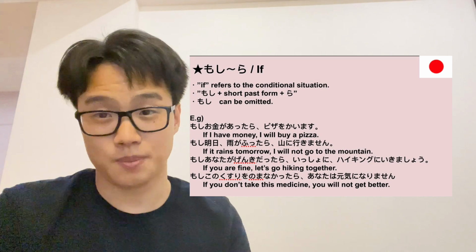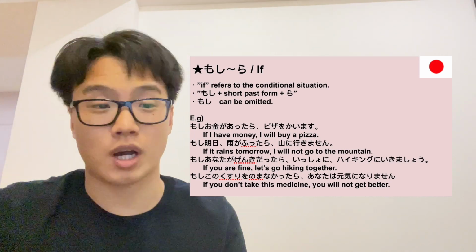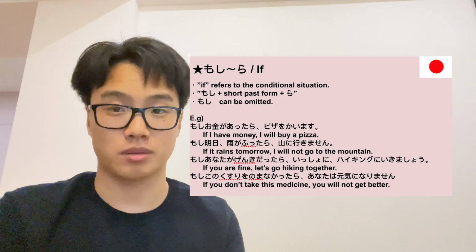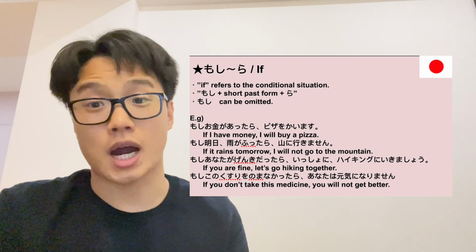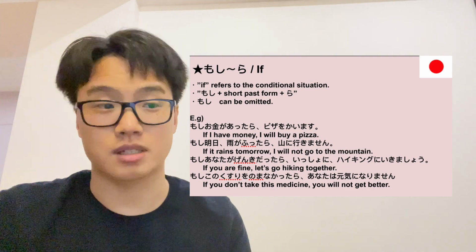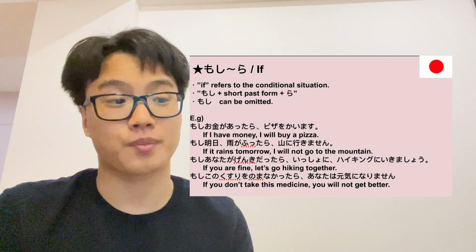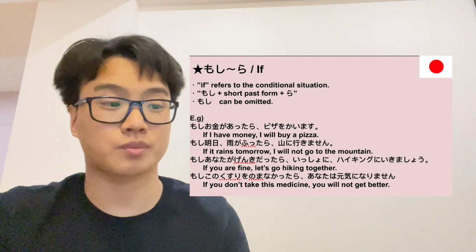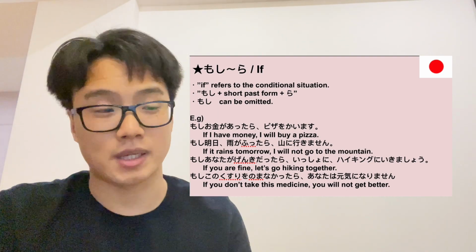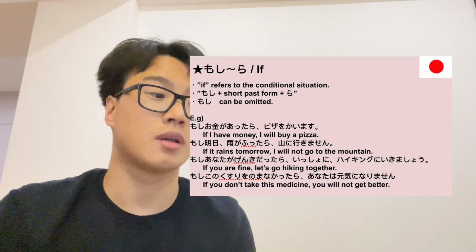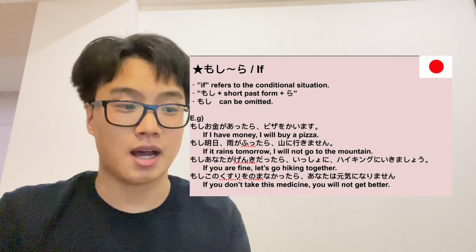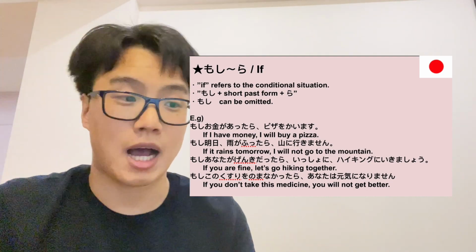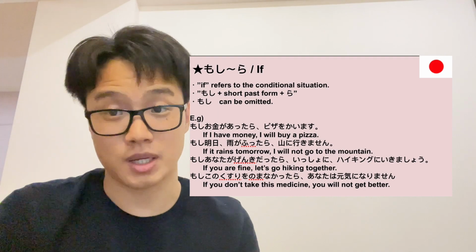For example, もしお金があったらピザを買います。もし if お金が money あった。ある to be, right? For the things or items. あった。It's a short past form. らピザを買います。If I have money, ピザを買います。I will buy a pizza. ある、あった。Short past form. Next, もし明日雨が降ったら山に行きません。もし, if 明日, tomorrow, 雨が, rain, 降る, falls.